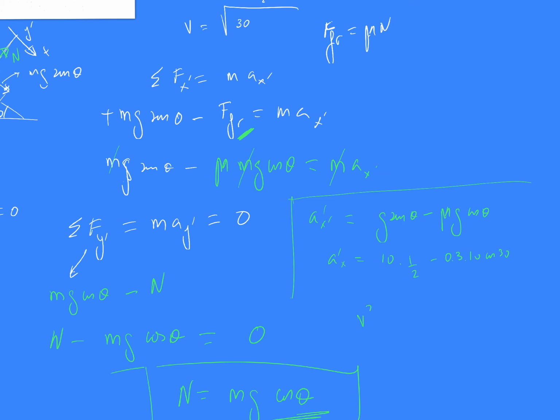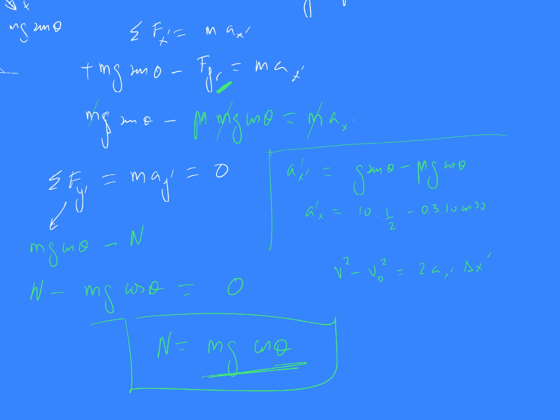So the velocity squared, v squared final minus the initial velocity squared, will be 2 times a x prime times delta x prime. So v squared will be 2 times this a that you will find, times the displacement delta x prime, which is 3 meters. You multiply and you find the velocity squared. Okay, let me see. We have solved this in class because these are the notes for the class.